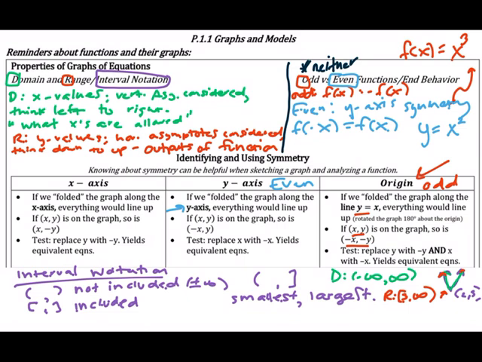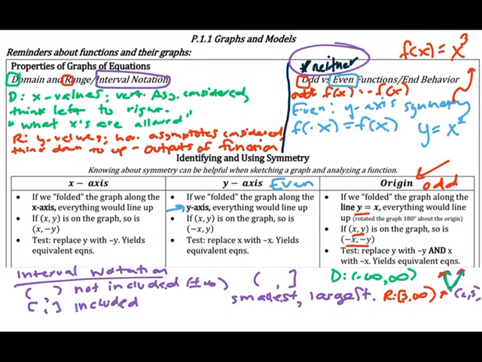So not every quadratic function is symmetric about the y-axis, but some of them are, and those would be even functions. So remember that it is possible that a function is neither odd nor even, but this is how you can test to see if a function is odd or even.